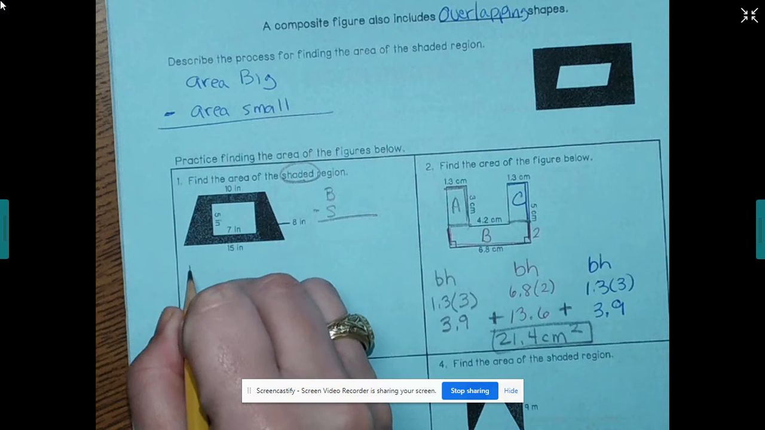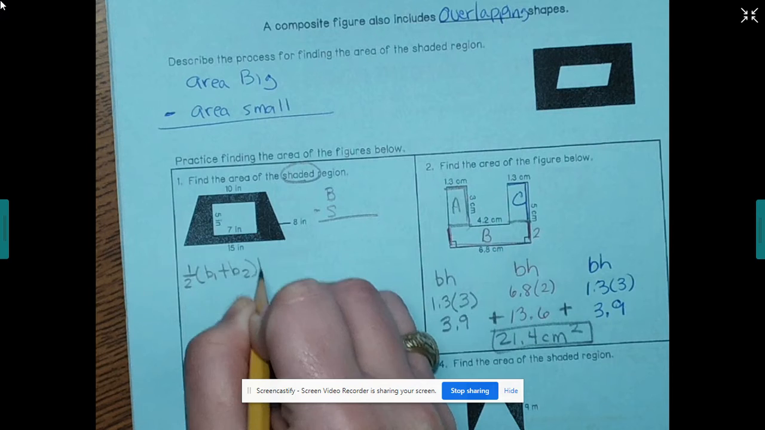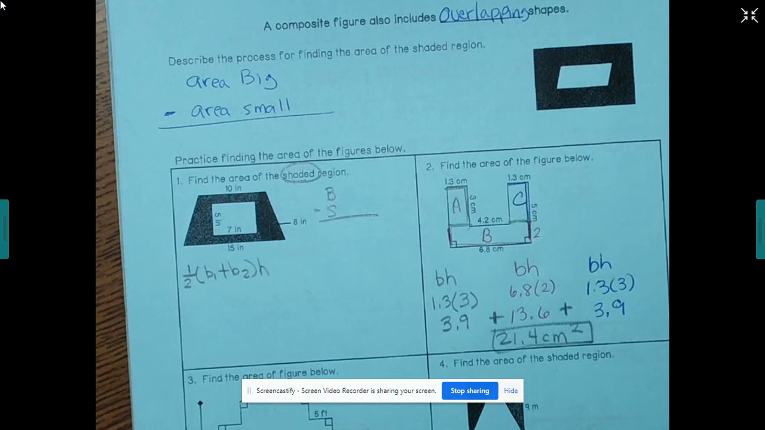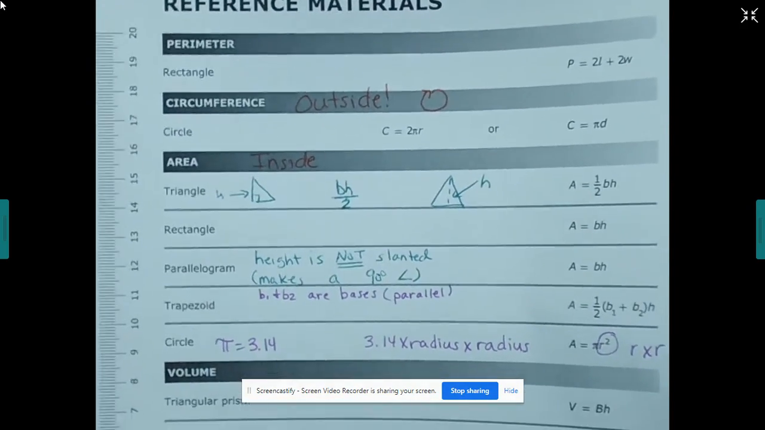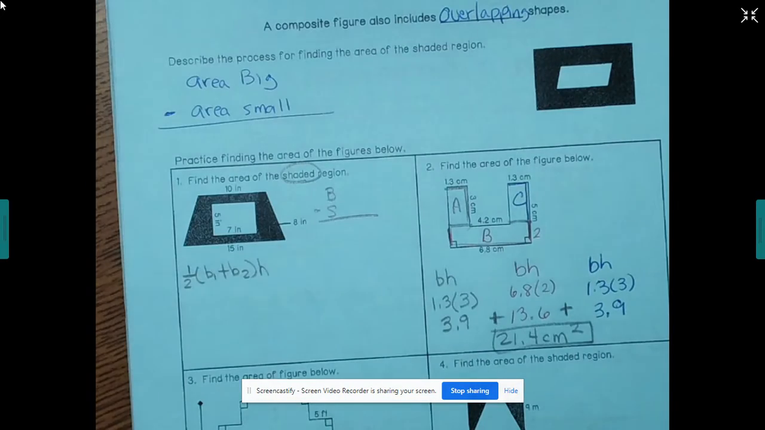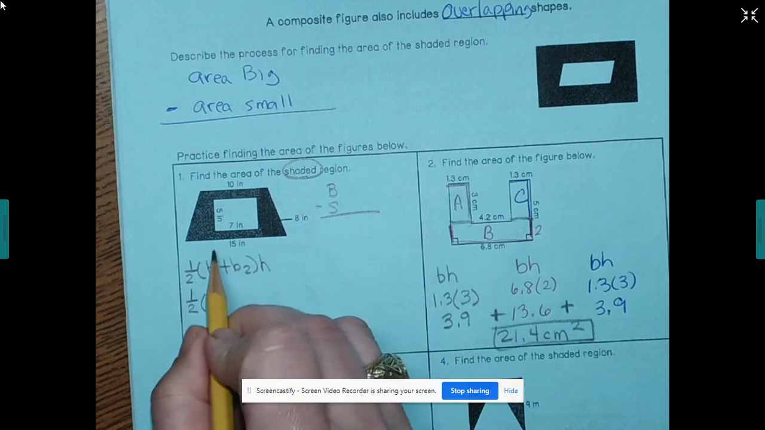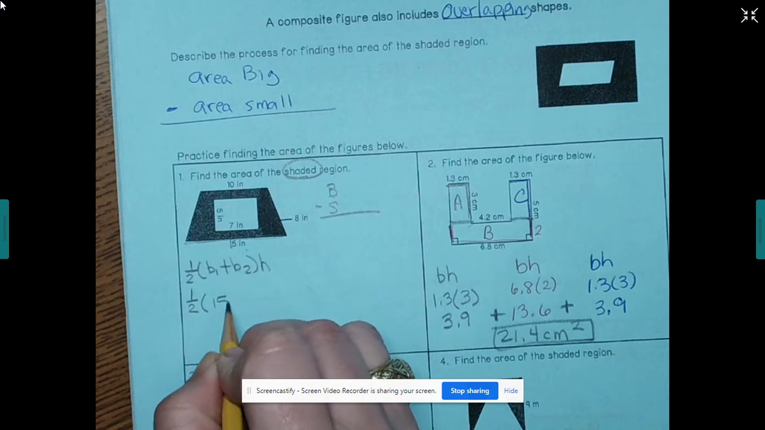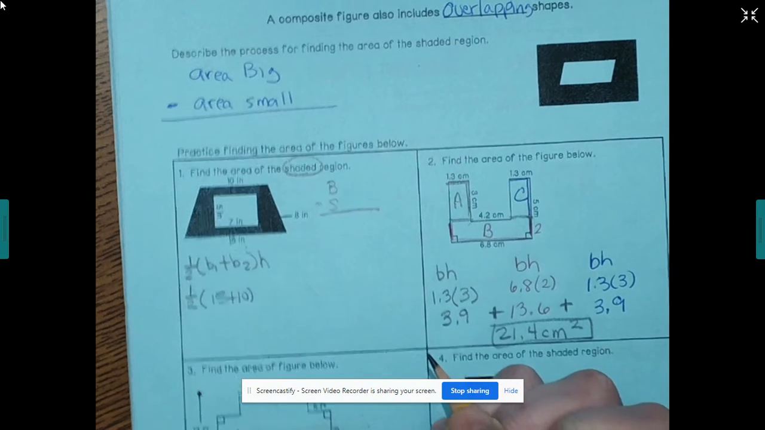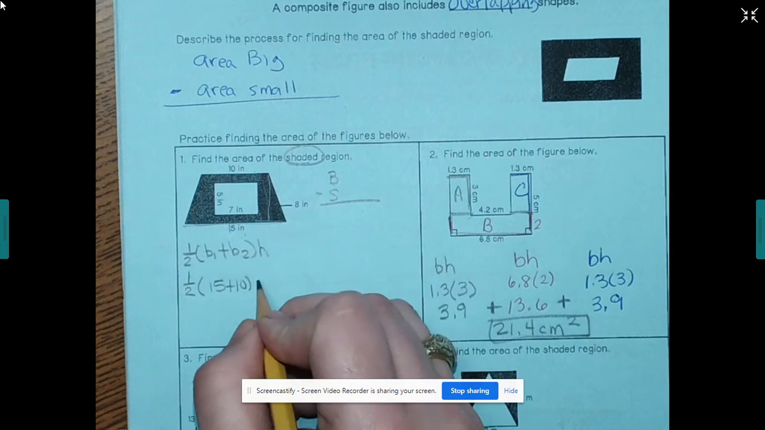For a trapezoid, my formula is 1/2 parentheses b1 plus b2 h. Again, you don't have to memorize them. In real life, you can Google it. On STAR, you have a formula chart. Trapezoid, remember our bases are parallel. Let's plug in what we know. 1/2 parentheses, my base 1 is 15, my base 2 is 10. Make sure you're looking at the trapezoid, don't get distracted by the extra numbers. My height is right here, which is 8.